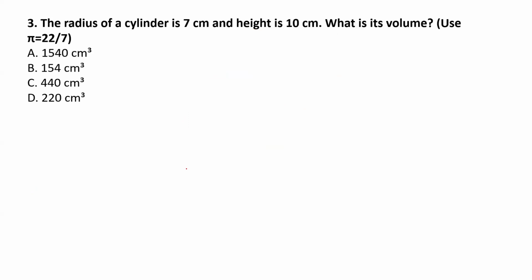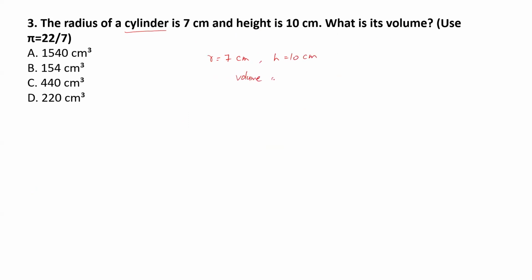Third, here the radius of a cylinder. In this problem, the focus is on the cylinder. So the shape should be clear in your mind. The radius of a cylinder is 7 centimeter. Radius we generally denote by R. R is 7 centimeter. And height is 10 centimeter. Height we generally denote by H. H is 10 centimeter. What is the volume?